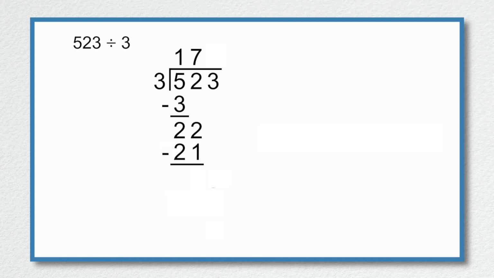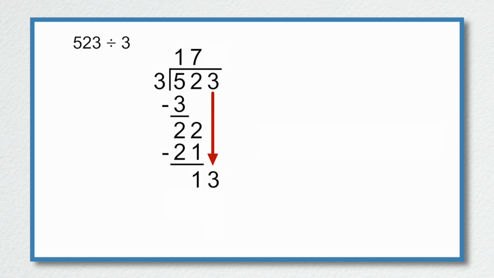And finally, 523 divided by 3. We begin with 5 divided by 3. 3 into 5 is 1, because 1 three is 3. And if we take that away, we get a remainder of 2. We bring the 2 down. 22 divided by 3. Well, 3 into 22 is 7, because 7 threes are 21. And if we take that away from 22, we get a remainder of 1.